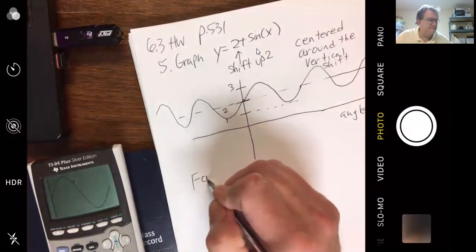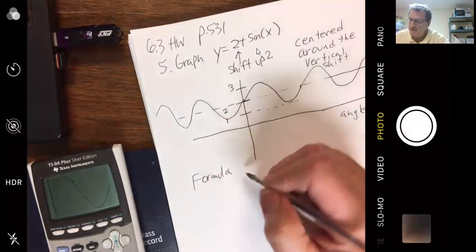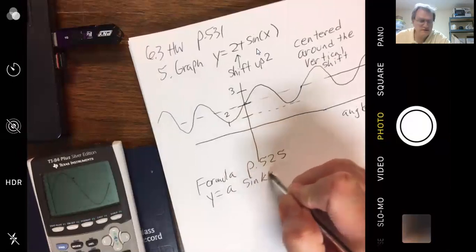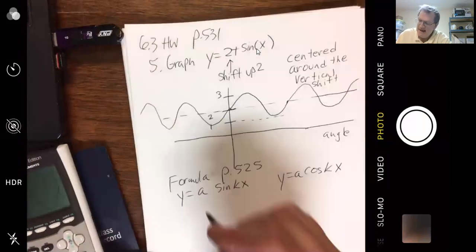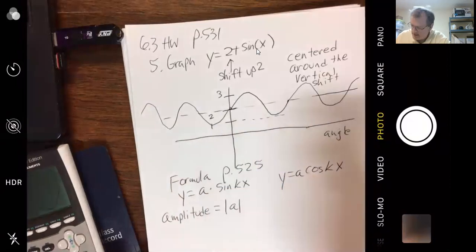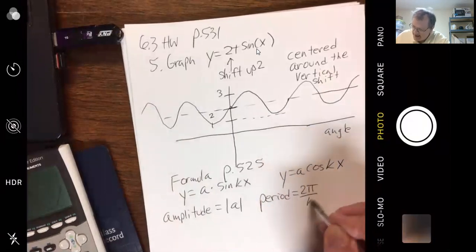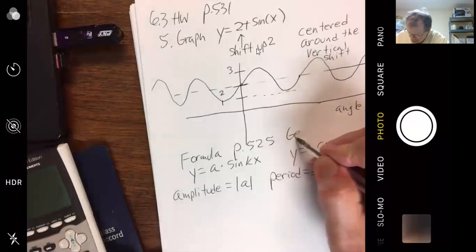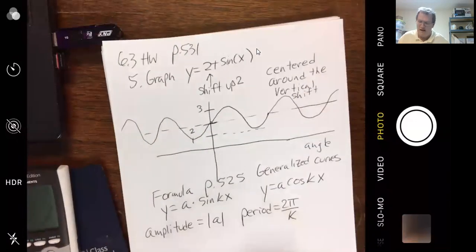Let's show you a formula for this. This is page 525. It gives you y equals a sine of kx, y equals a cosine. Applies equally to sine and cosine. And amplitude is absolute value of the a. And period is 2 pi over the k. For these, this is generalized curves. Try 19.